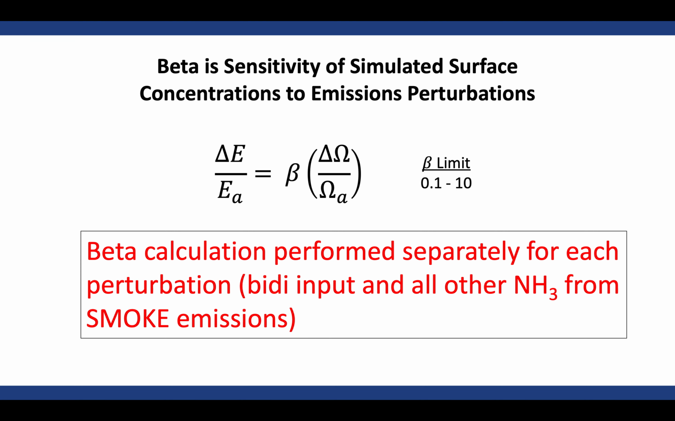And I just want to point out here that the beta is calculated separately for each perturbation. So for each run, we do this difference. This term will always be the same, but this will be different based on how the emissions perturbation impacted surface concentrations, whether it was the bidirectional perturbation or the all other perturbation.